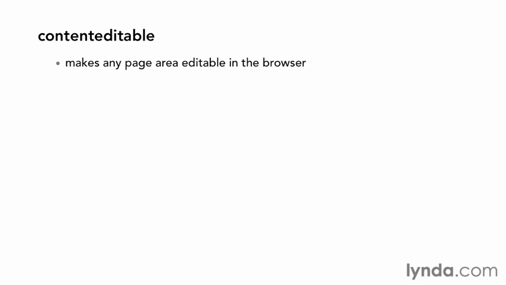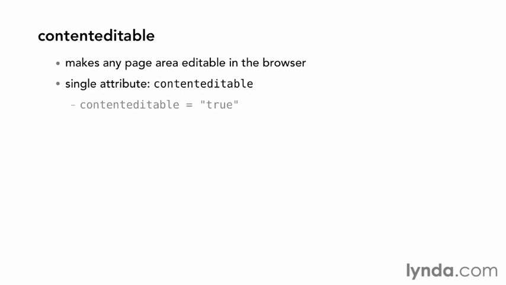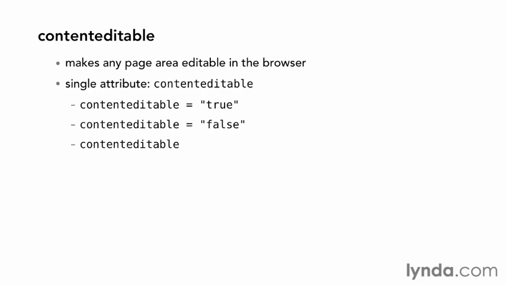Basically, this feature makes any page area editable in the browser. It uses a single attribute, contenteditable of course, which can be set equal to true, equal to false, used by itself, which means true, or inherit, where it will take on the contenteditable characteristics of its parent.